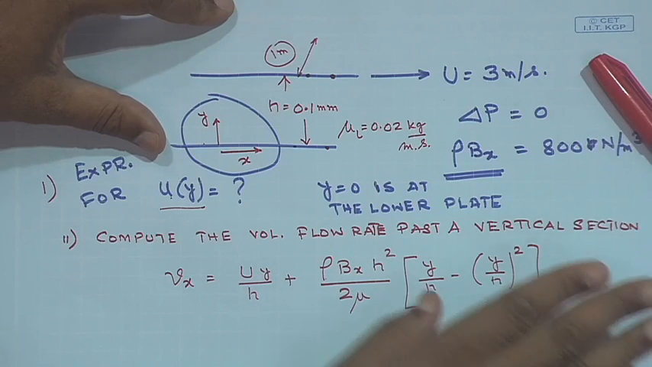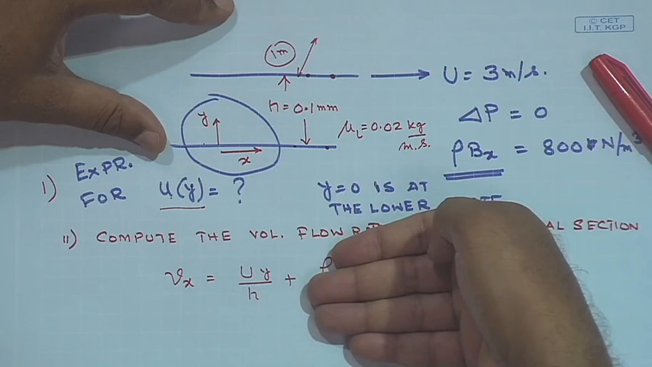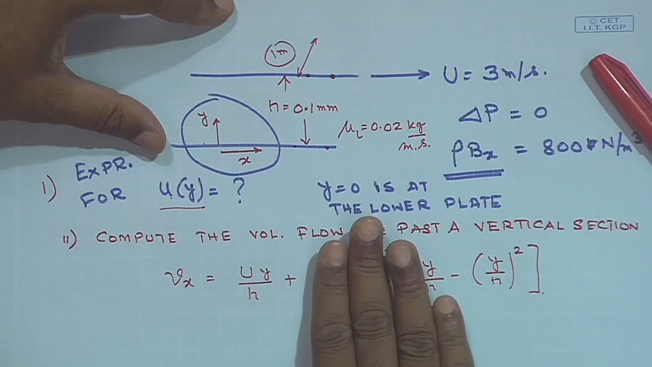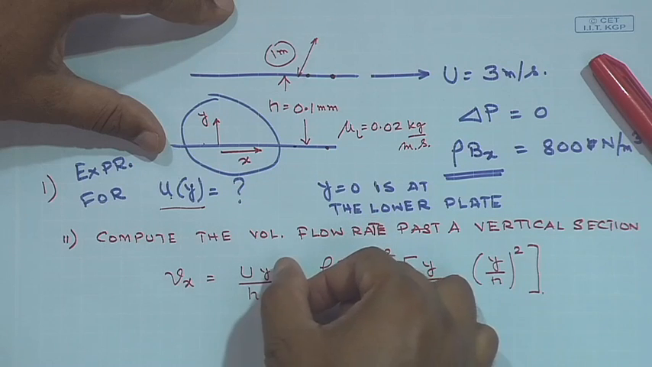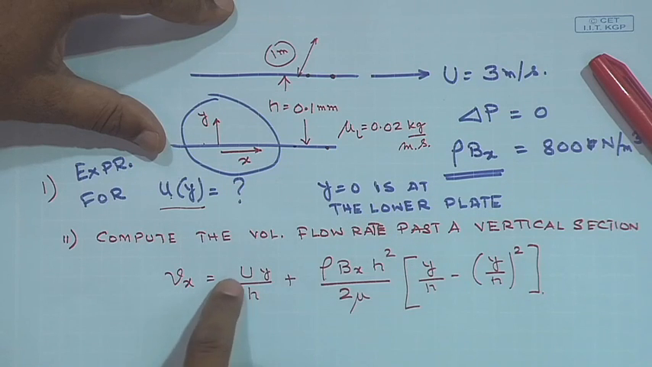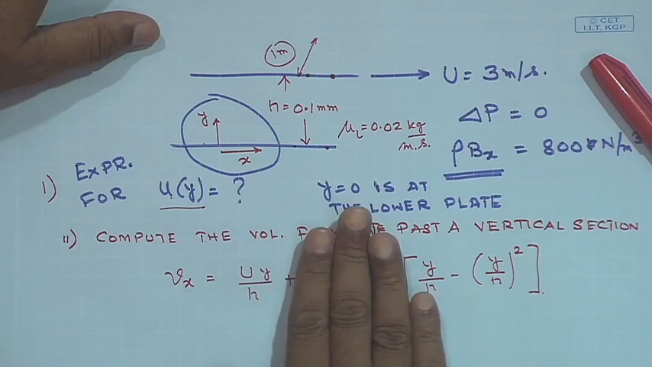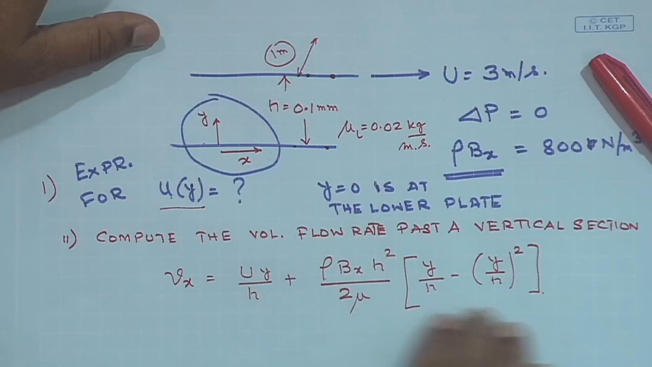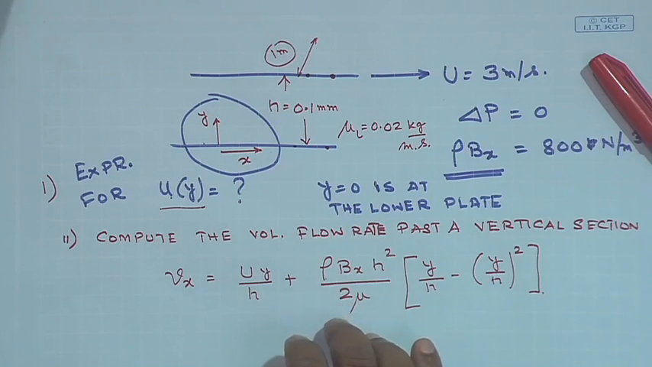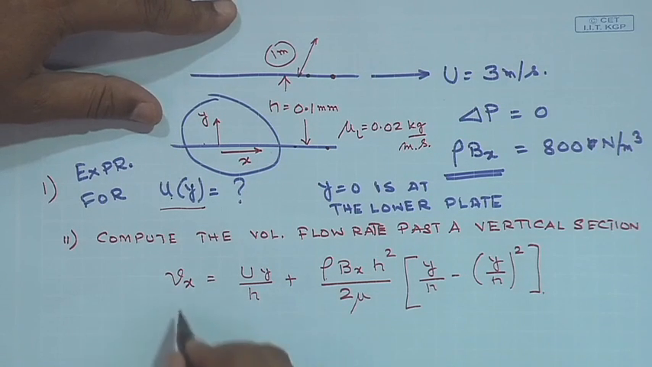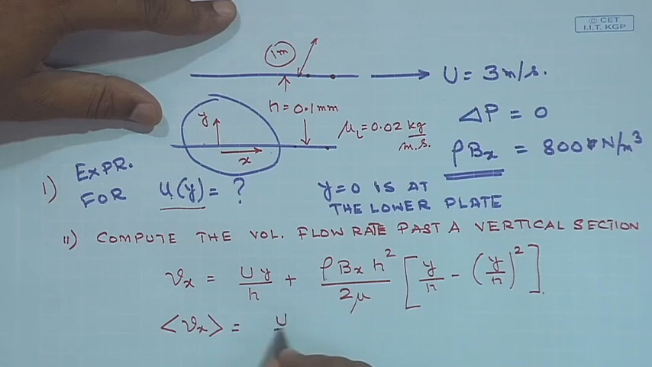If you did not have the body force, then this entire term would be 0, and what you end up with is the Couette flow expression, which simply says that the velocity varies linearly with y, and its maximum value would be equal to u at the top plate. So, this is the Couette flow part, and because of the body force, you have this additional term present in the expression. Once you have the velocity, you should also be able to obtain the area average velocity, and you should get it to be this form.